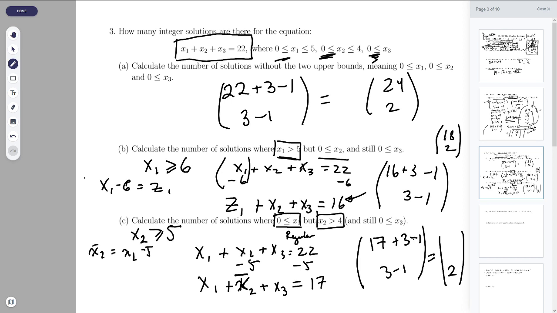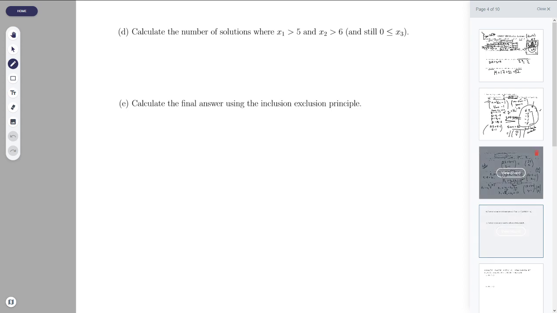Okay, so 17 plus 3 minus 1, that's 19 choose 2. Cool. But we haven't solved the original problem yet. So now we have to do 2 more things. So now we have to calculate the number of solutions where x1 is bigger than or equal to 5 and x2 is bigger than or equal to 6.